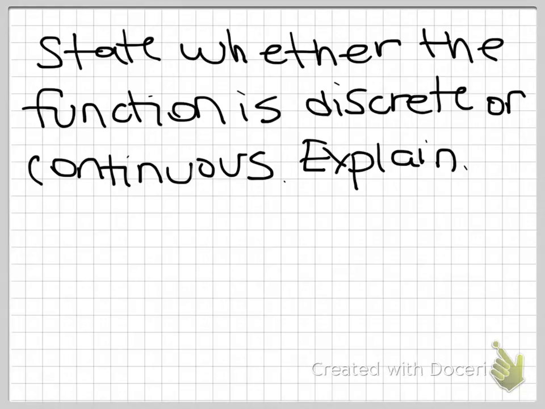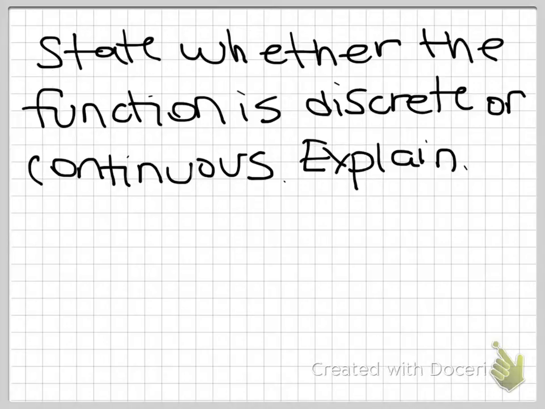Now the final part to this question was state whether the function is discrete or continuous, and explain. Well, a discrete function is a function that the points are not connected by a line. So it would be a function that is not an actual equation. It would be a function that has a table of values and an ordered pairs, but doesn't necessarily have to be connected to make an equation. So, in this case, our function is actually discrete.